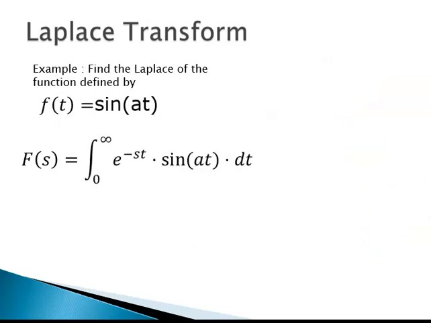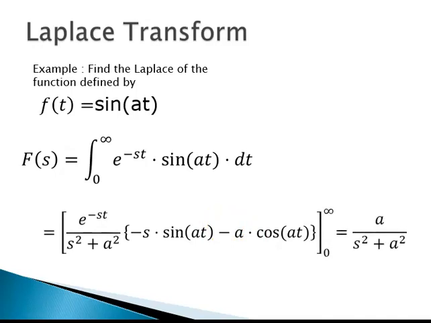Next, we'll consider a sinusoidal function. That sinusoidal function is sine of at, and in place of f(t), you put sine of at, and e power minus st sine at integral we have already defined, and we evaluate between infinity and 0. At infinity, this e power minus st is 0, so the whole thing is 0. At 0, you have this e power minus st is 1, this sine at is 0. So we are left with a over s square plus a square.